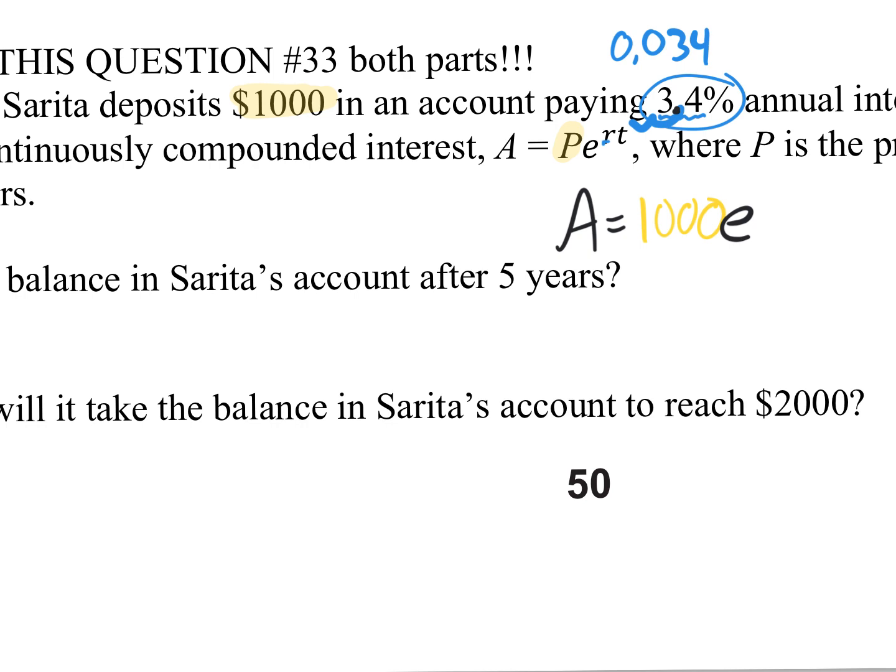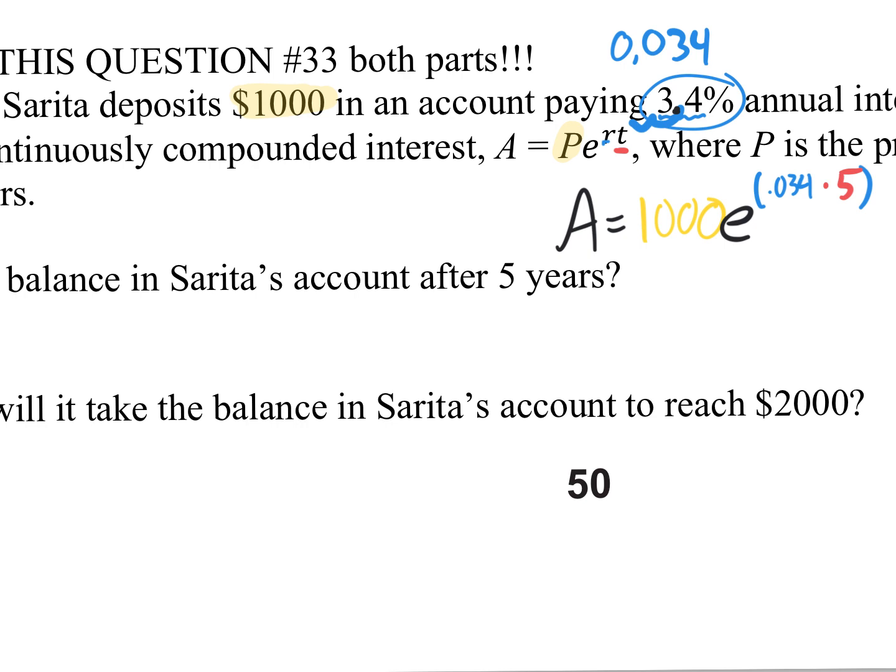So on the exponent of e, it might be safer to open up some parentheses and put that 3.4% as a decimal, 0.034, and we still need to multiply it times time. Now, this question is asking, what will her balance be if she initially started with $1,000 principal at that rate after 5 years? So times time is going to be multiplying by 5. So this is the formula in action, given the information provided. Any questions on that so far?